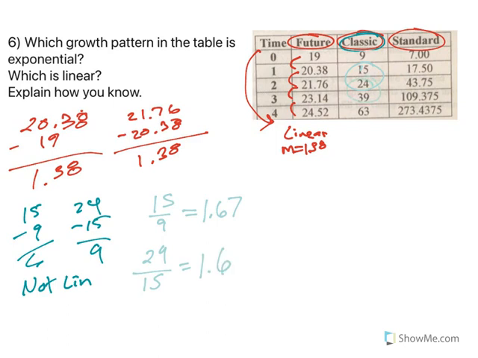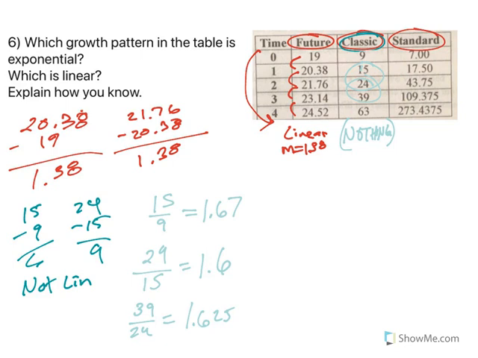Well, let's just do one more for fun. 39 over 24. Does that yield 1.625? What? These are all different. So it's not linear. It's not exponential. It's neither linear nor exponential. That happens, y'all. Sometimes things are just things.